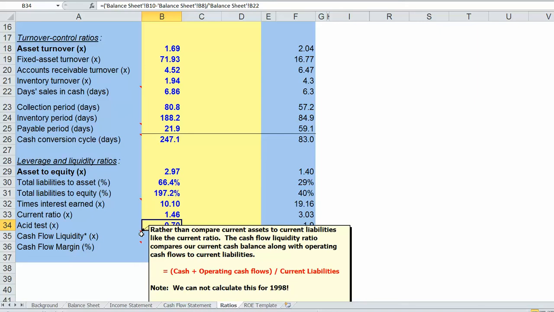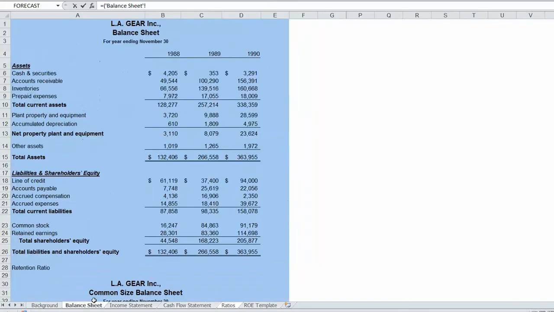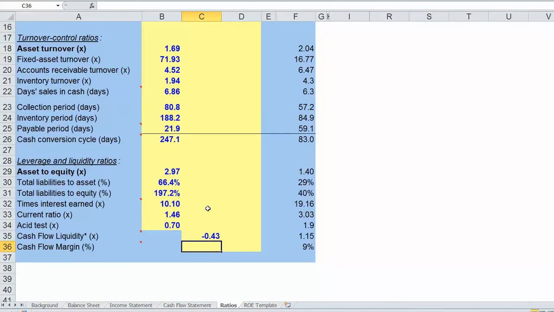We're going to take our cash plus our operating cash flows and compare that to our current liabilities. So equals, parenthesis, let's pick up our cash from our balance sheet, $353, plus our operating cash flows, again that's from our cash flow statement, negative, and we're going to compare that to our current liabilities. We've got a negative cash flow liquidity ratio, which means we don't have enough cash and not enough cash is coming in to meet our current liabilities. This suggests we could have some liquidity problems.